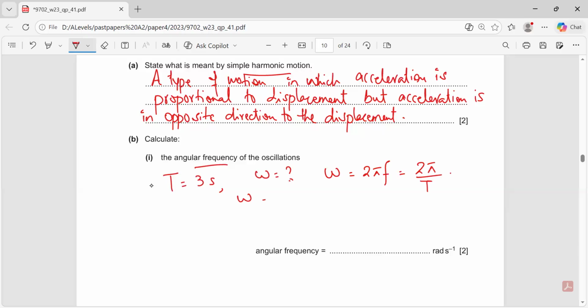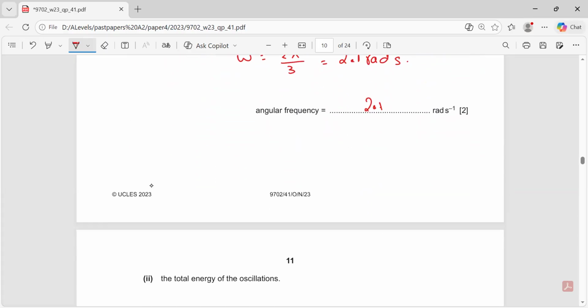So we are going to find omega as 2 pi over 3. What will 2 pi over 3 be equal to? It will be equal to 2.1 radian per second. So 2.1 radian per second will be my angular frequency. The angular frequency is 2 pi over 3, which is 2.1 radian per second. So you're going to write down the answer over here, 2.1 radian per second.